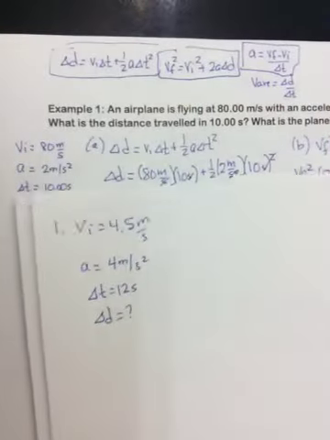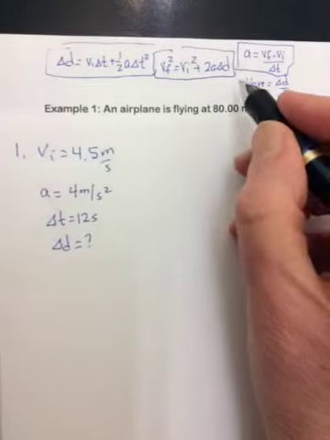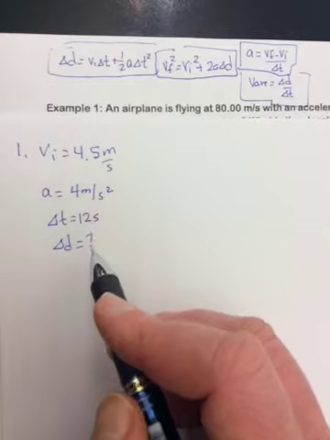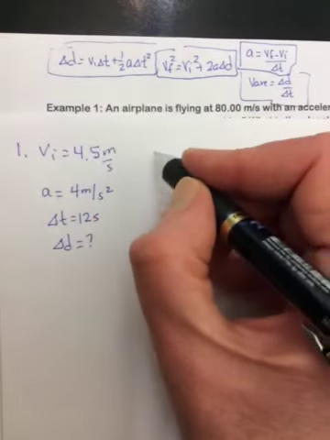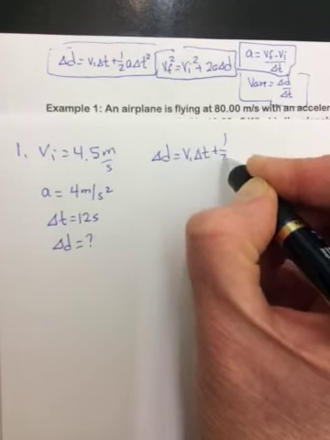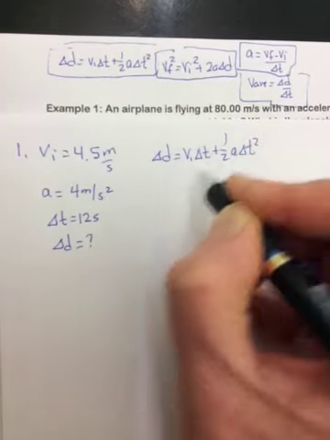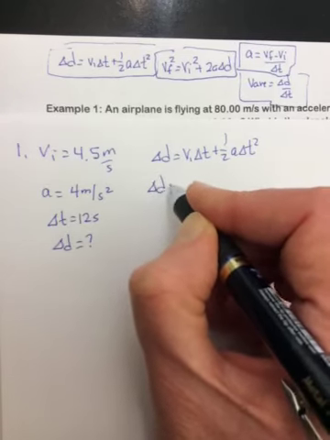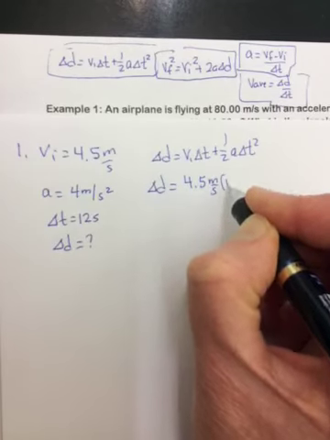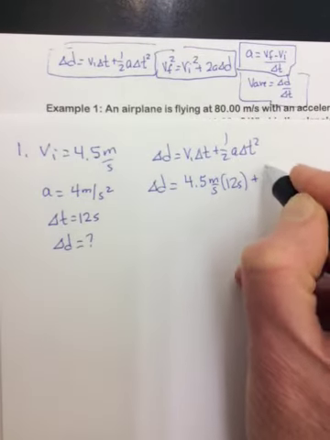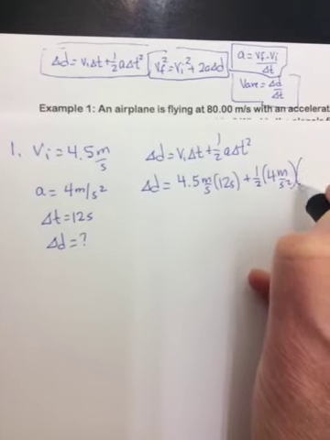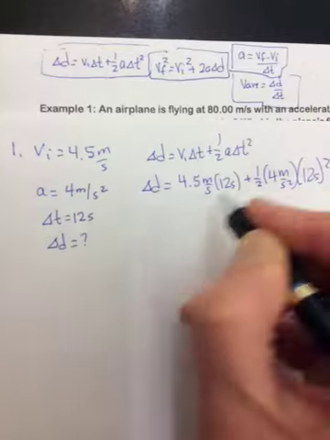So again, remembering these guys, which one would I use if I have a VI and a delta T and I want a delta D? I'd use this one. So delta D is equal to VI delta T plus 1/2 A delta T squared. Again, I don't have to rearrange, but don't get used to it, it won't last. 4.5 meters per second times 12 seconds plus 1/2 times 4 meters per second squared times 12 seconds squared.